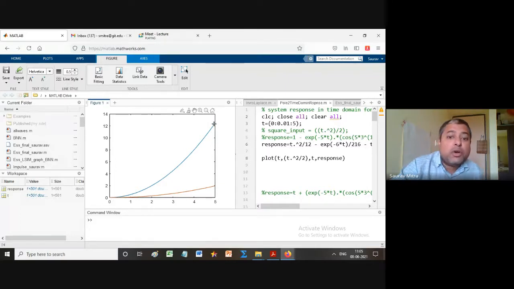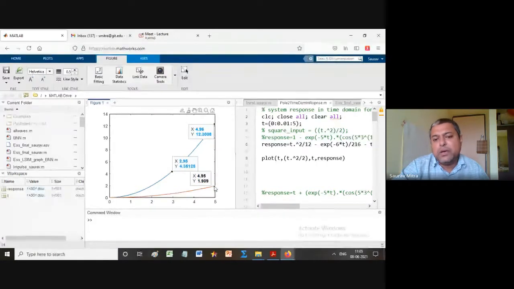The input is 12.5, and how much is the output? The output is not growing that fast. At 3 you can check, it will be around 4.5. Look at this: this is t square by 2, almost 4.5, it is 4.5 at 3. And the output is not growing that fast. So at 5 the output is not even going to be 2. So how much is the difference at 5? It is 12.5 minus 2, so the error is 10.5. At 5 seconds the error is 10.5, and as time grows you find that this distance is growing. I think that is enough discussion on the type 0 system.